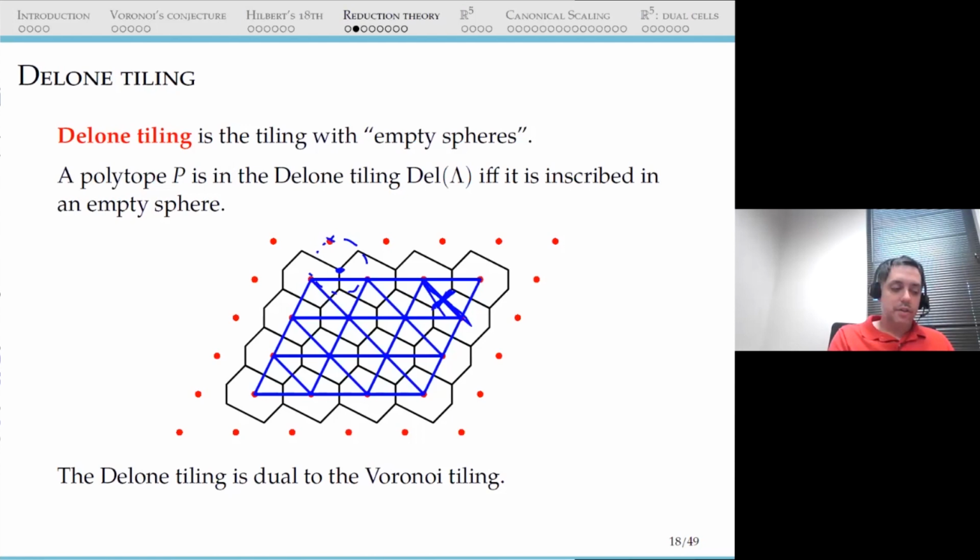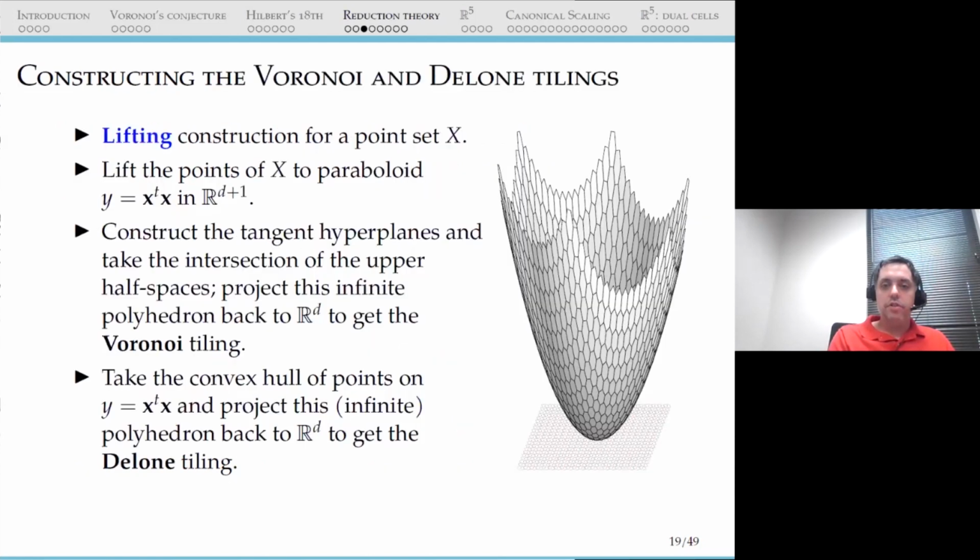We can do that for the faces of smaller dimensions as well. So what is a way to construct all the tilings? And that once again shows that they are dual. That's what is called the lifting construction, and it works not only for lattices but for arbitrary point sets, which are finite or infinite.